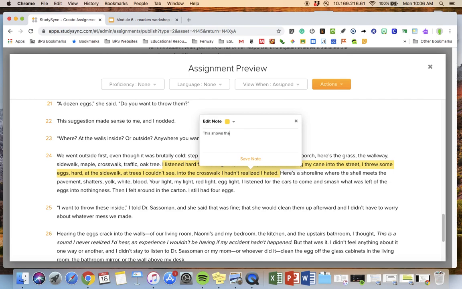This shows that she is... I got the sense that she was really surprised by her anger. And my mind started thinking, well, anger usually doesn't help you make good choices. So my prediction is that maybe her anger will get her into some trouble.